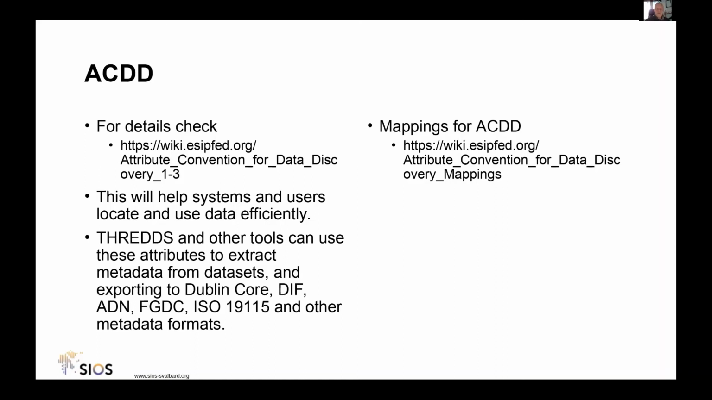And also application servers like THREDDS and other tools can automatically extract information directly from the files and create discovery metadata from it. NILU is actually using part of this approach in their setup for the SIOS integration. There is also a link here on mappings between ACDD and, for example, ISO 19115, etc. So this information is more for the data centers, those representing a data center here.